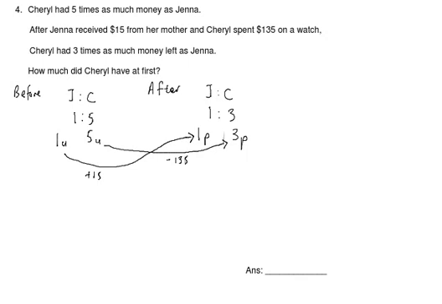Okay, now I have my two equations. 1 unit plus 15 equals to what? 1 part. Now, Ernest, tell me what's the next equation? 5 units minus 135 equals to 3 parts.